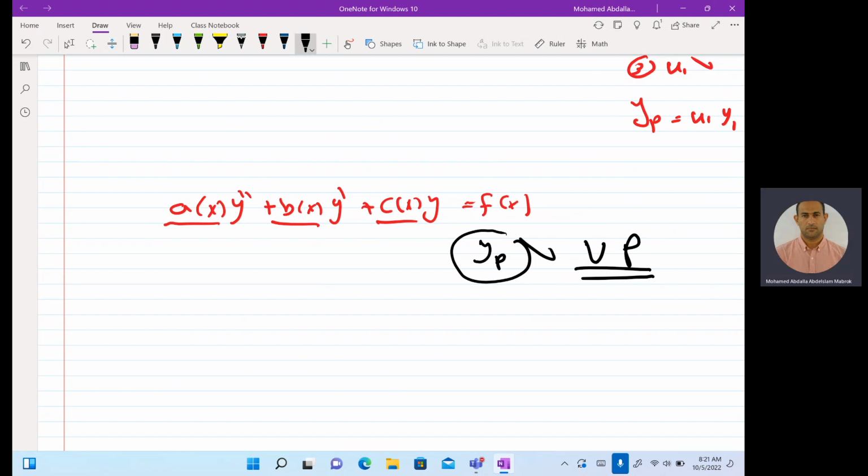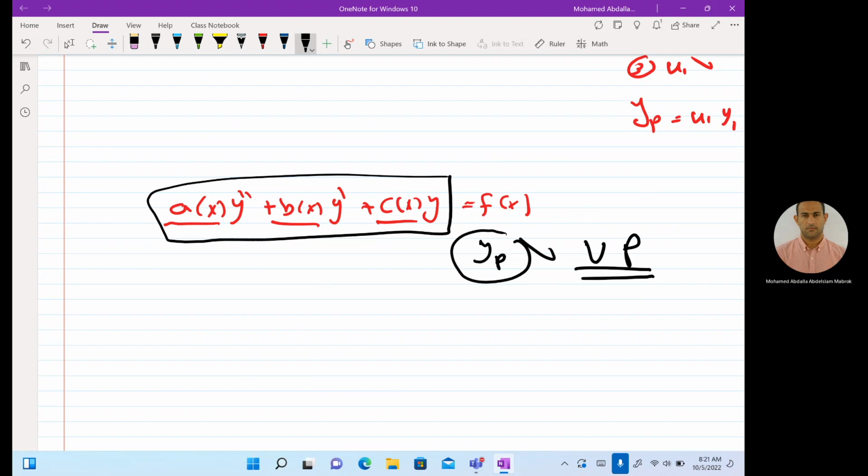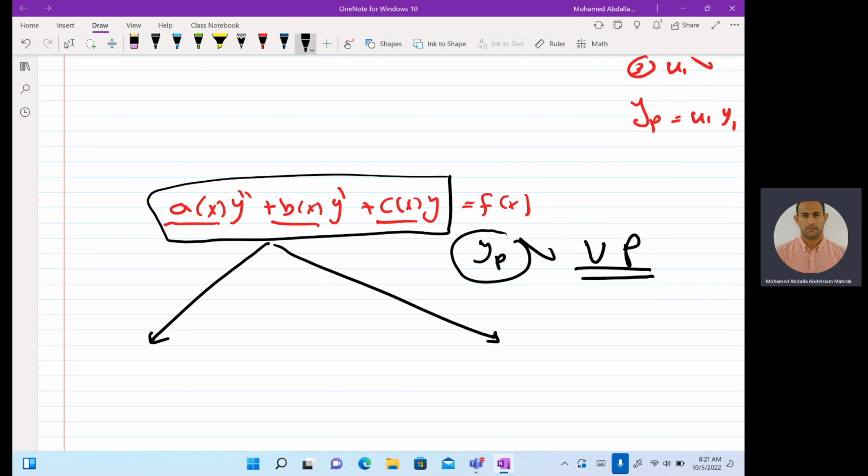But our problem now is, what is the YC of this problem? What is the YC when we have variable coefficients? That's the main target that we're looking for now. And we said we're going to look into this in two different classes of systems. The first class is something called the Euler-Cauchy equation, or Cauchy-Euler equation.